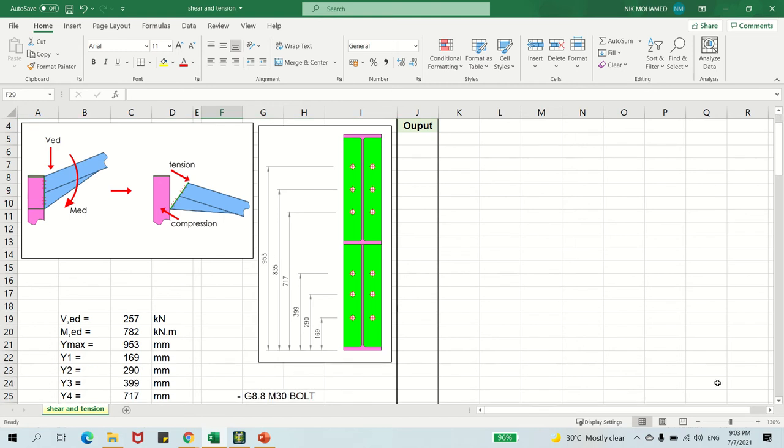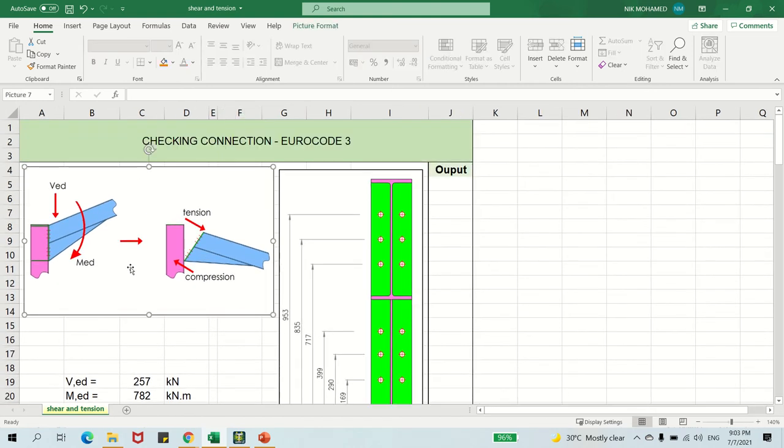Okay, so this is our connection. As we can see here, this is a column and this is a rafter, with the hinge. So at this point we have the value of the shear force and also bending moment. After the load is applied, which is after shear force is acting on this rafter and also after moment is acting on this rafter, what will happen is the rafter will rotate and will become like this. At this point the web of the column will be in tension, and at this point the web of the column will be in compression. So that's why we call this connection a shear and tension connection. It can resist the shear force and also it can resist the moment.